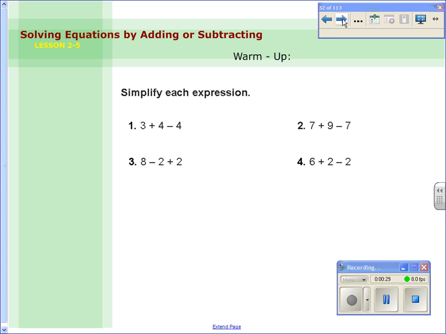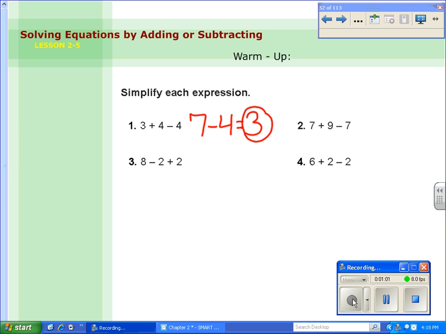All right, it says simplify each expression. So number one, it says 3 plus 4 minus 4. If you did order of operations, you do addition first here because it comes first and get 7, then minus 4 and get 3. Now I want you to do 2, 3, and 4, and I'm going to tell you this. You might see a pattern before you go that'll make them really easy to solve. So take a look at those and see if you can find it. Go ahead and do the warm-up now.